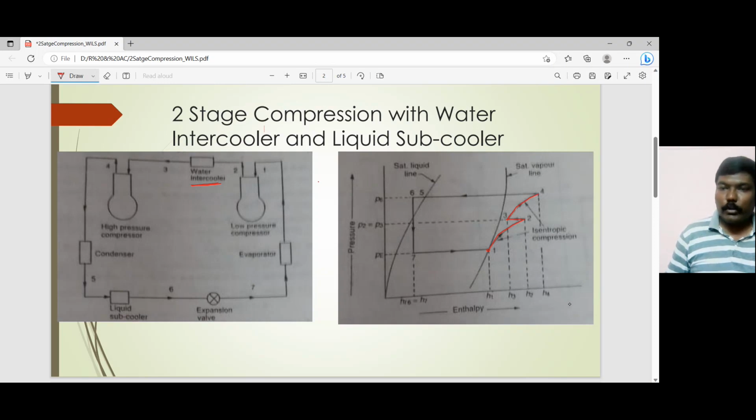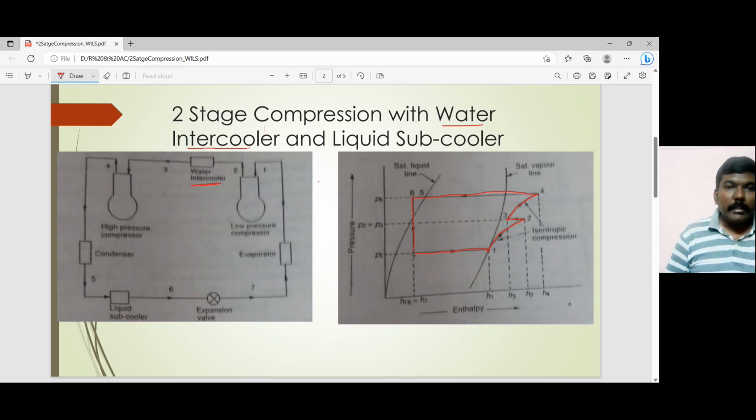which is further compressed to point number 4, and then in the condenser it is condensed back to the refrigerant liquid at point number 5. But then we again use a liquid subcooler where it is subcooled further to point number 6, and then in the expansion valve it expands to point number 7, and then in 7-1 where your evaporator is, the heat extraction from the refrigerated space takes place. So this is your pH diagram, and the emphasis is where you use the water intercooler.